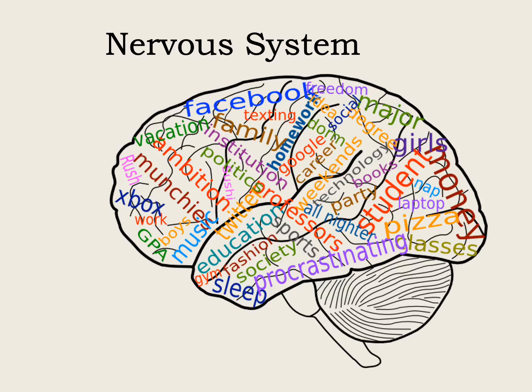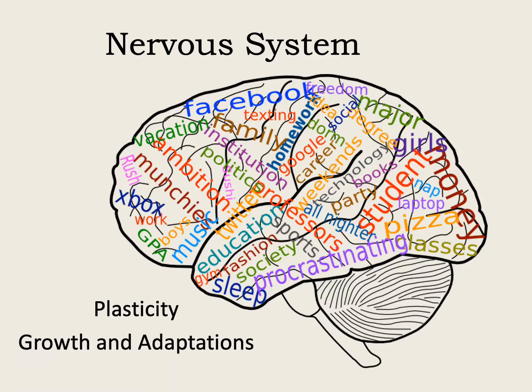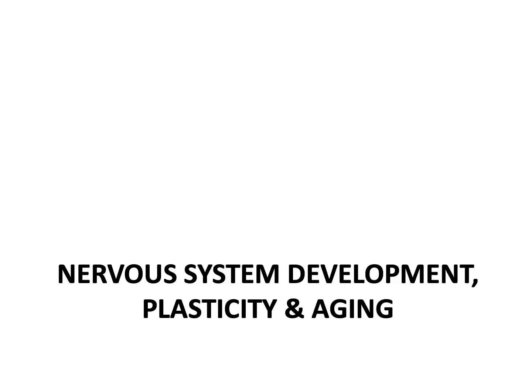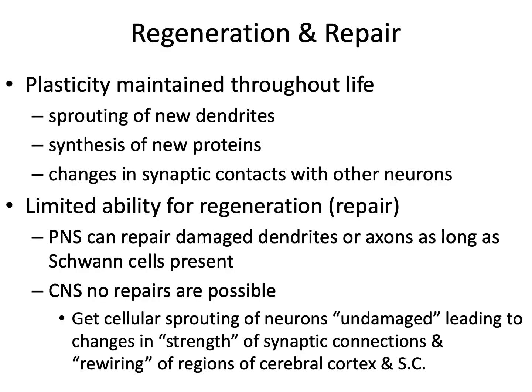So let's continue on here looking at the concepts of plasticity, growth, and adaptations. So we talk about the nervous system in terms of its ability to repair and regenerate. There's a lot of changes that take place with aging, which we'll talk about later on. However, we have to first look at what goes on in terms of regeneration and repair.